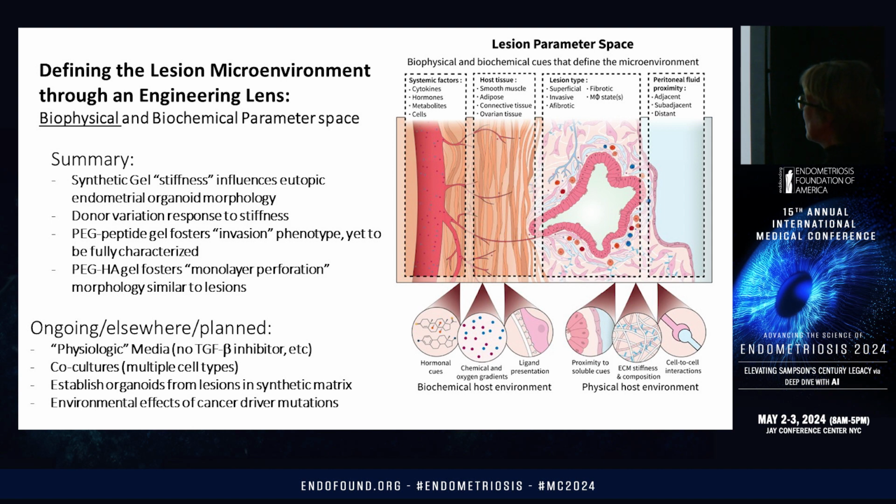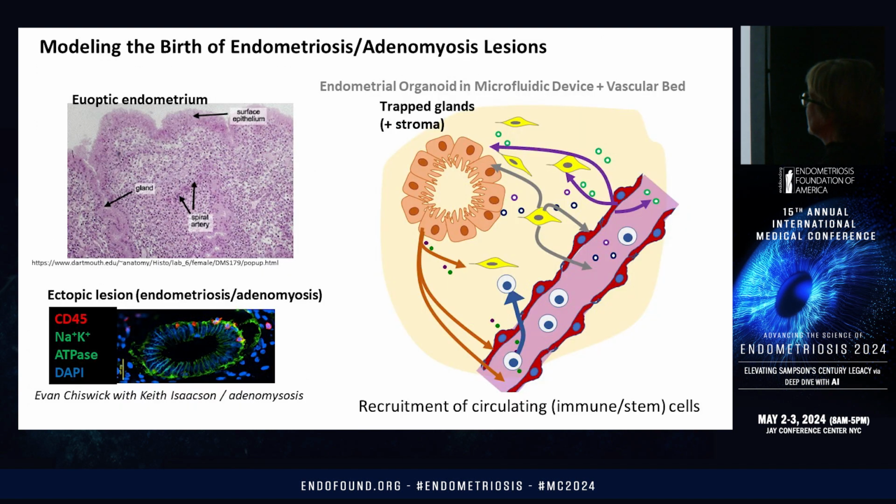So what I've tried to show you today is we're building up a compendium of tools, still in the process of characterizing them, but optimistic we can capture features not only of biochemical but biophysical space. We get influences on morphology, and capture features that we see in vivo. There's donor variation in response to the stiffness. We can get some invasion phenotype, but we want to further characterize this in orthogonal systems. There's a lot that we're doing with media studies, co-cultures, and putting organoids from lesions in these matrices, and then applying these to, for example, organoids with different cancer driver mutations, perhaps in collaboration with Samir. I'll just show a couple of slides at the end.